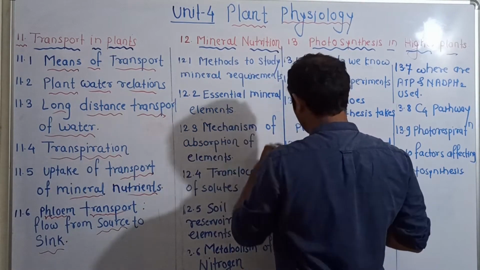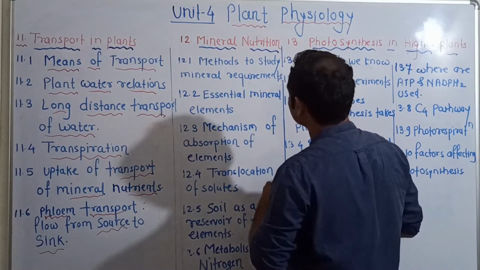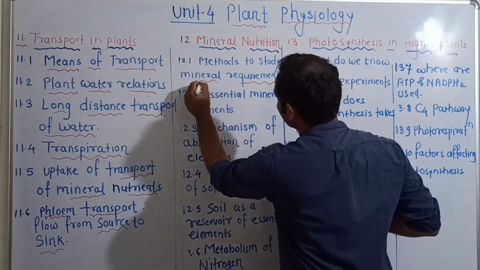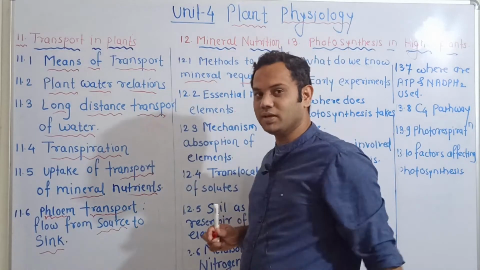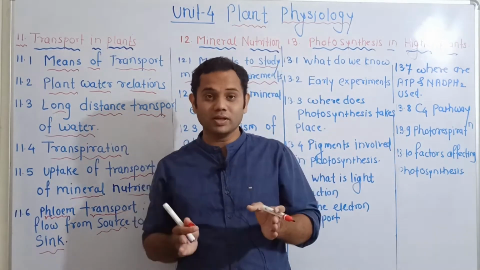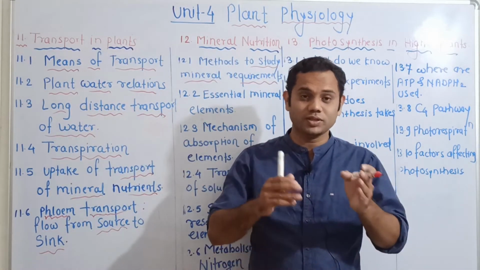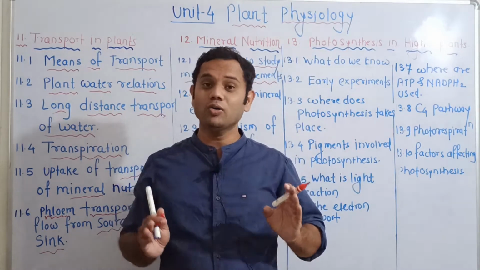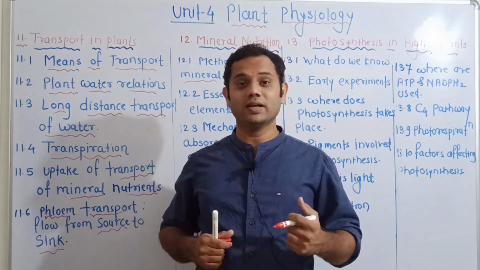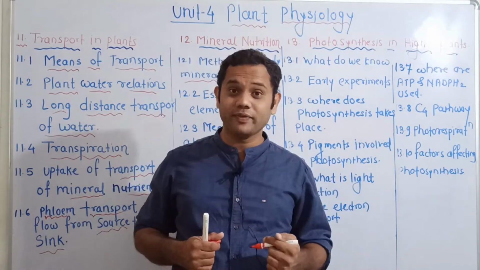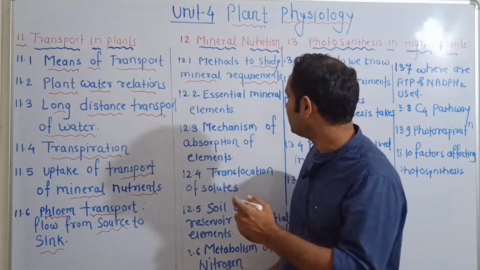So what are the different methods to study the mineral requirements? How can we predict that a certain plant is devoid of a particular mineral? Why is it devoid of nitrogen, or devoid of phosphorus? How is that going to be studied? How is that going to be identified? Those methods will be studied.